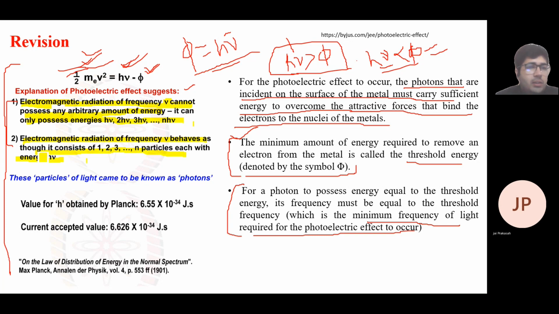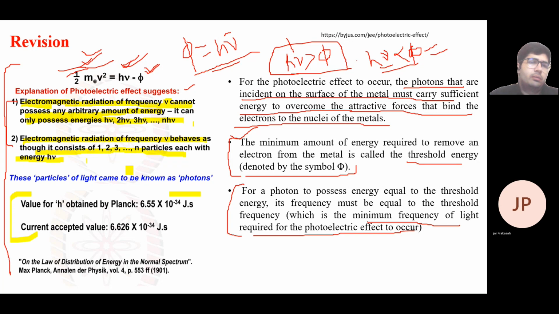These particles of light came to be known as photons. The value of h obtained by Planck is 6.55 into 10 to the power minus 34 joule second. The h value is very important in electromagnetic radiation theory and quantum theory. It was obtained by Planck experimentally along with some theoretical calculation. The current accepted value is 6.626 into 10 to the power minus 34 joule second.